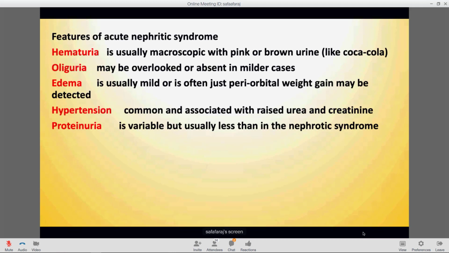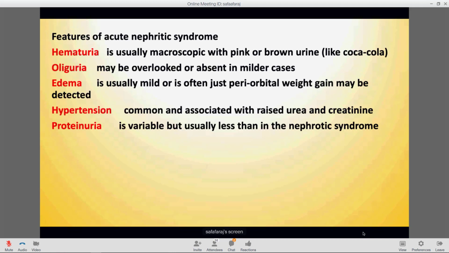macroscopic with a pink-brown color. It is a smoky color like Coca-Cola. Oliguria may be overlooked or absent in mild cases. Edema, which is usually mild, not generalized as in nephrotic syndrome, is often just periorbital, associated with weight gain.